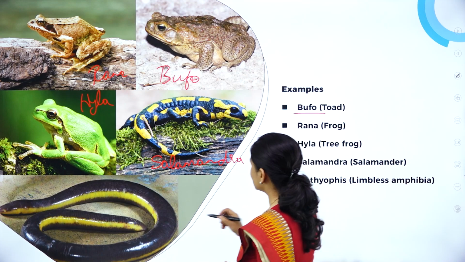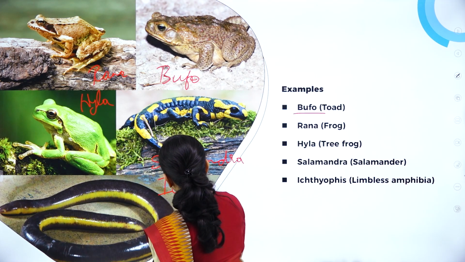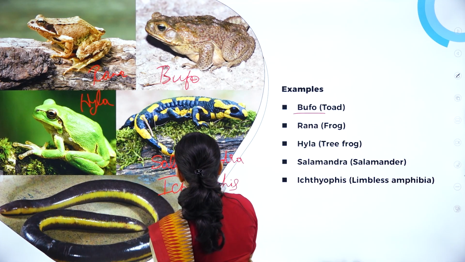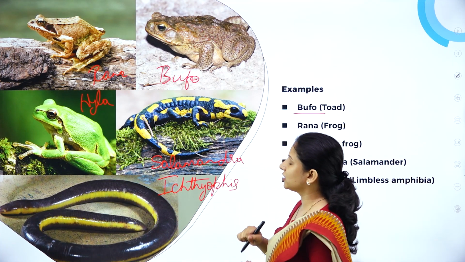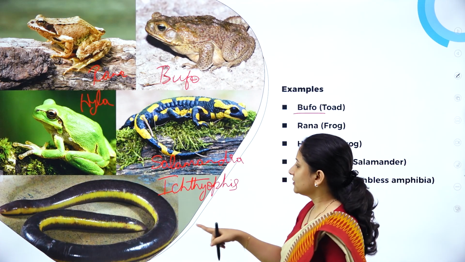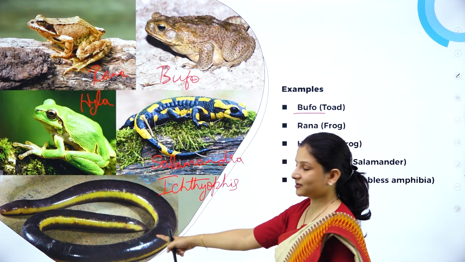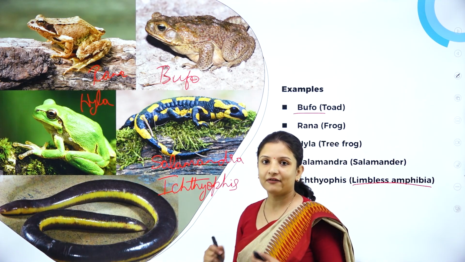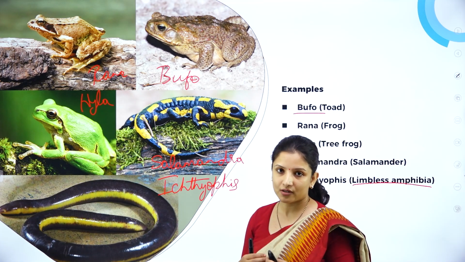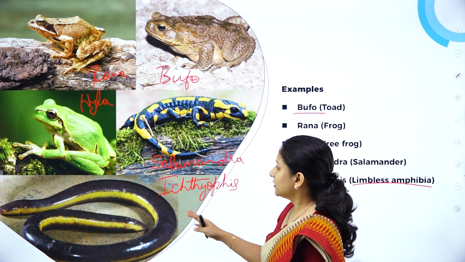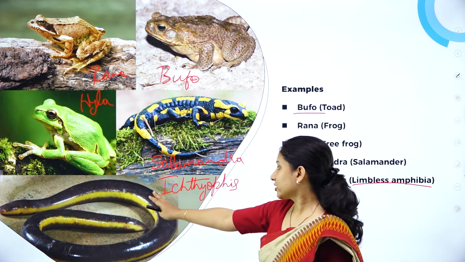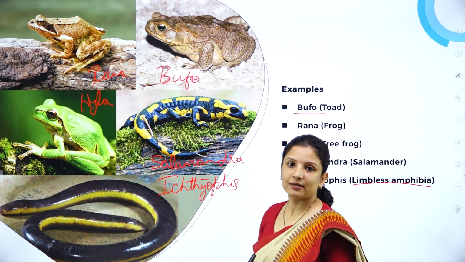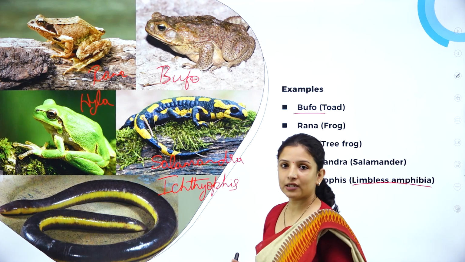So that is one of the reasons. Next, there is one more, that is Ichthyophis. So Ichthyophis is a limbless amphibian. All the other examples that you can see here have limbs. But this is the only amphibian that is called a limbless amphibian because they do not have limbs, that is, neither the forelimb nor the hind limb. So it looks exactly like a snake or an earthworm, but it's not that. So this is Ichthyophis, which is a limbless amphibian. So these are some of the examples.